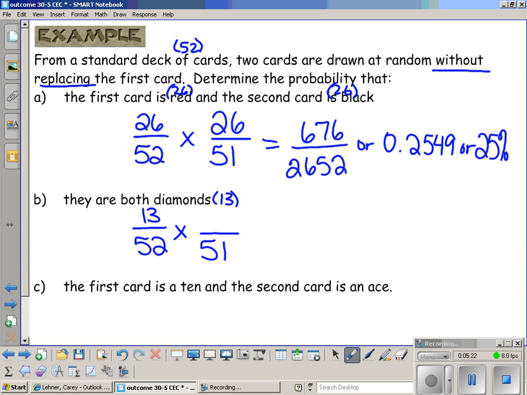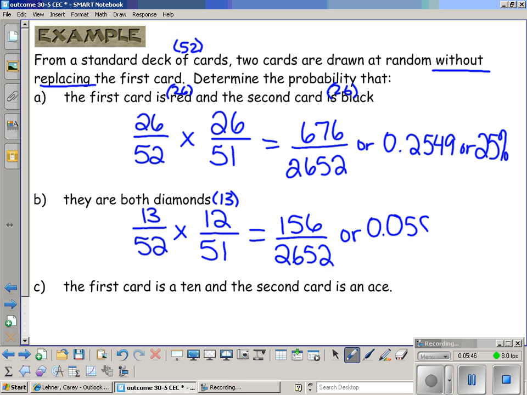Our first pull, we pulled one of those diamonds. We want the next one to be a diamond, but one of them is out. So how many are left? There's only 12 diamonds left. So we have 156 out of 2,652 options. Again, if that doesn't make sense to you, write it in decimal form, or you can write it in percentage. So there's only about a 6% chance that you are going to pull both cards being diamonds.